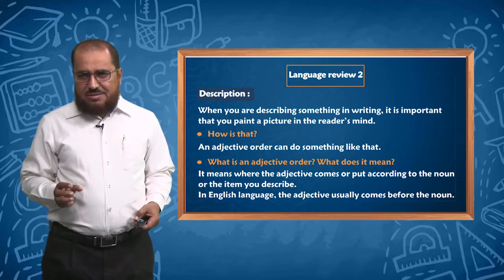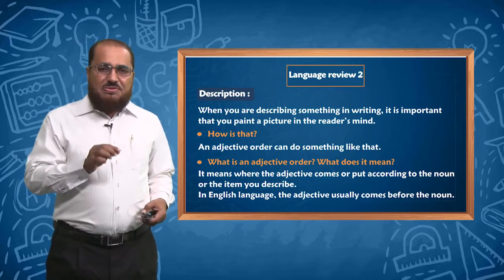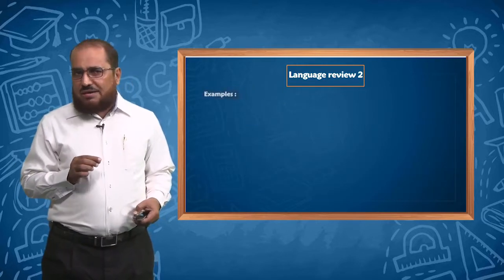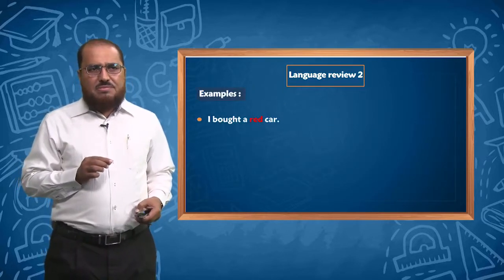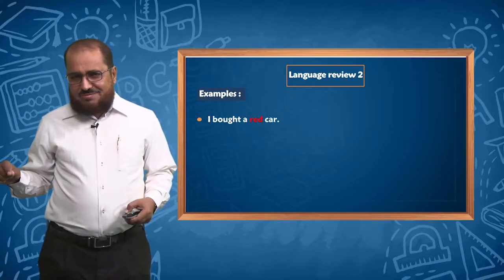The picture is done. But where is the adjective exactly in English? In English it comes before. Let's have some examples. I bought a red car. Where is the adjective? Red. Then car, the noun. So the reader now imagines what color the car is. It is red. Now you start painting the picture.